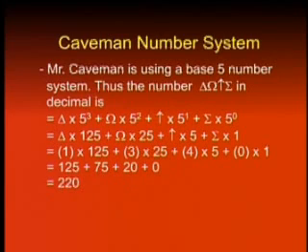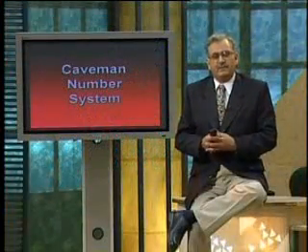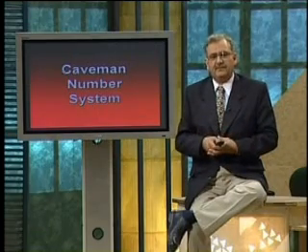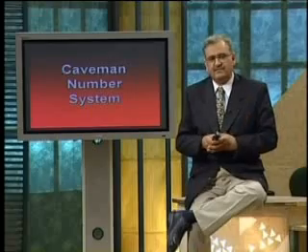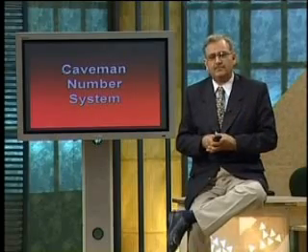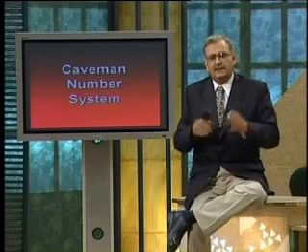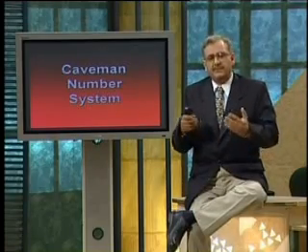As you can see, the weights are changing by a factor of 5. Why 5? Well, as we mentioned earlier, the caveman is using a base 5 number system. Multiplying the weights by the corresponding decimal equivalents of the caveman numbers results in 220. The caveman number system, as we have seen, is a base 5 number system. The decimal number system was a base 10 number system. I hope you can now handle different number systems.